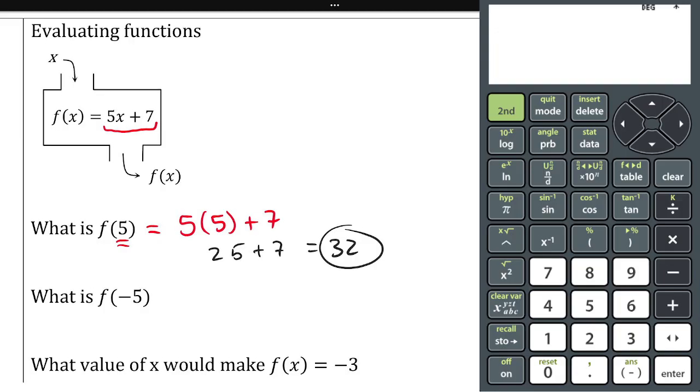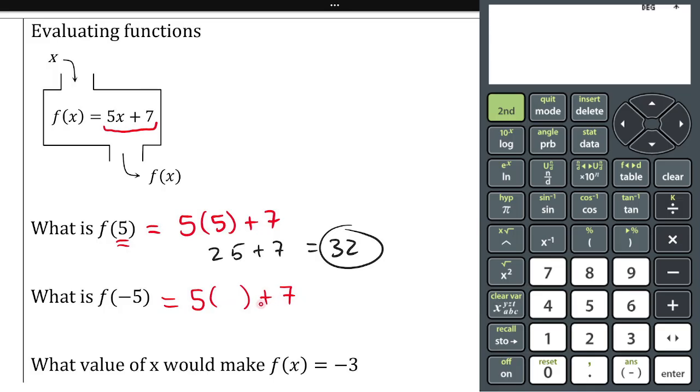Below, we have an input that's going to be negative 5. So now instead of passing the number 5 in, we're going to be passing in the number negative 5. To deal with this, again, I'm going to rewrite the definition: 5 times a place for the x plus 7 more. This definition says you multiply the input by 5 and then increase that value by 7 more. So that's what I'm doing.